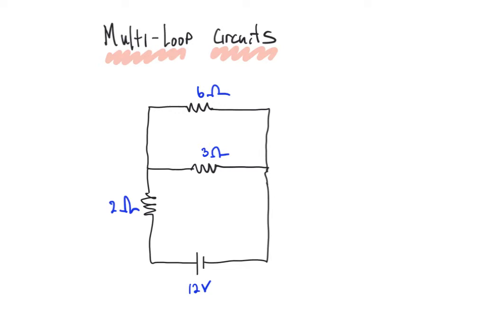Okay, guys, now that we've looked at single loop circuits, we're going to take a look at multi-loop circuits. And here's an example of a multi-loop circuit. It's called a multi-loop circuit because, as we can see, there are 3 loops here.